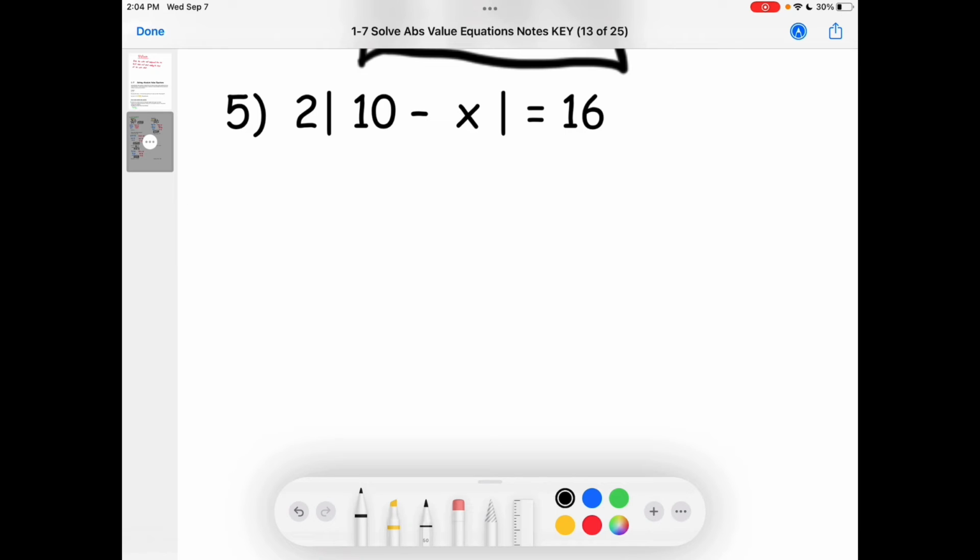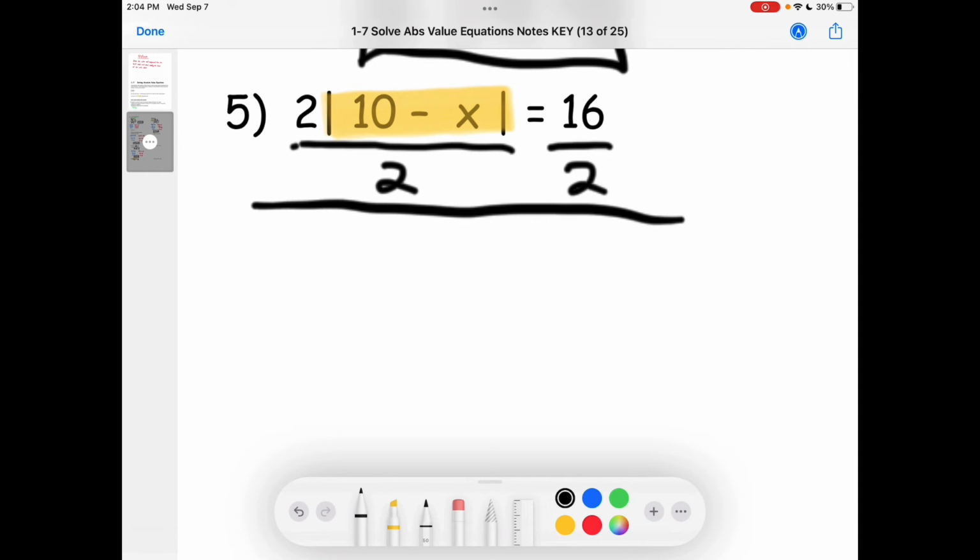Look at number 5. On number 5 right here, I see a 2 out in front of our absolute value part right here, okay? This right here, starting there, that's what we're trying to isolate. This 2 is being multiplied, so what we need to undo is we need to divide it. Okay, we divide it on out of there. We have our absolute value of 10 minus x equals 8.